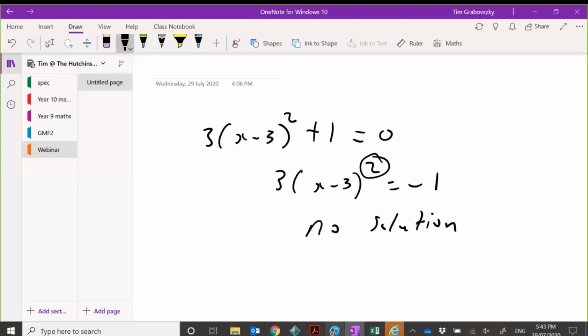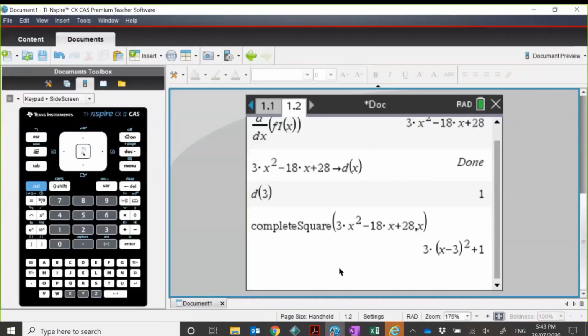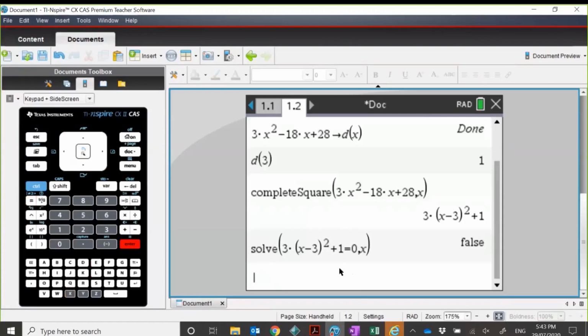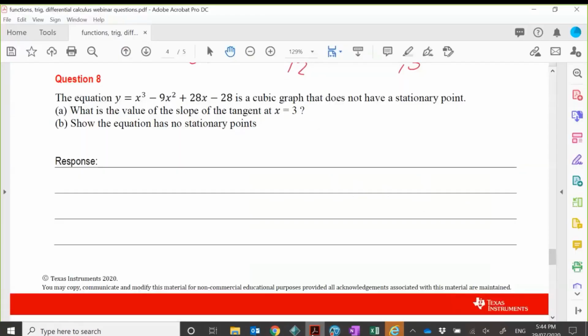And again, if you try and solve that on the calculator, if you try and solve that function there, whoops, I need some brackets. If I try and solve that being equal to 0 for x, I just get false. There are no solutions. You can't solve it. Hence, there are no stationary points on that cubic curve. All right, that's question 8.